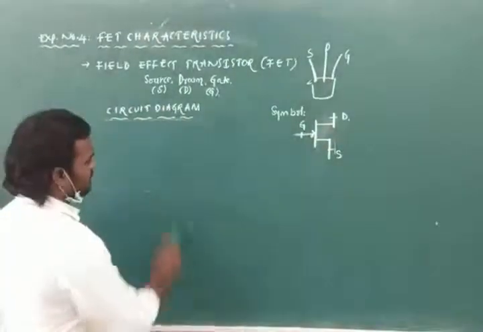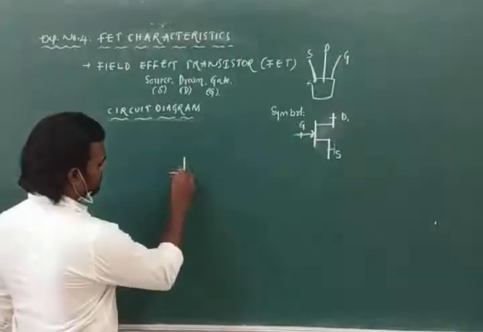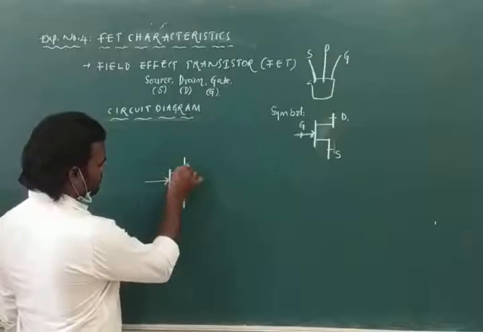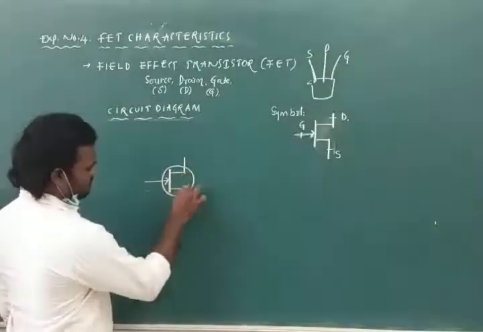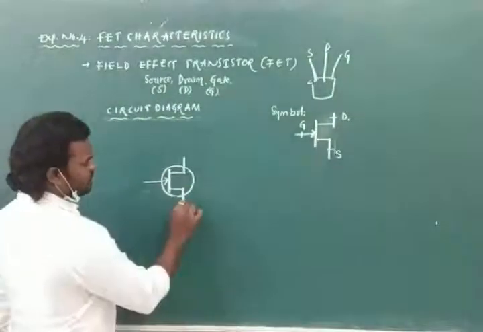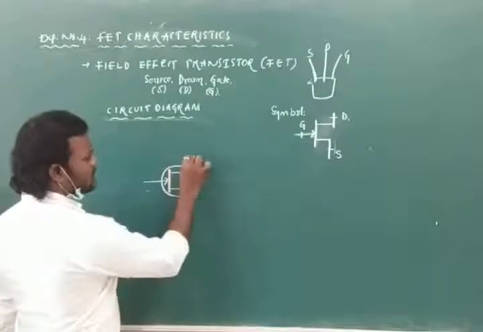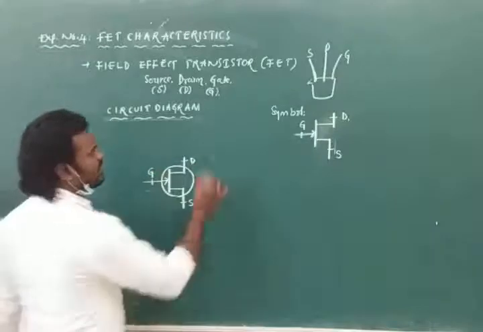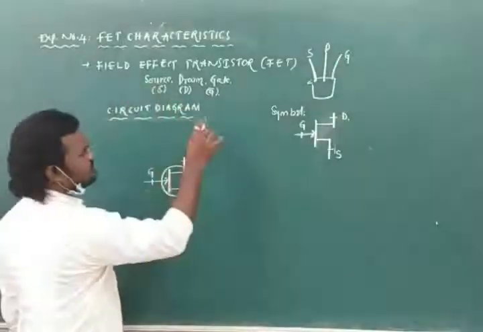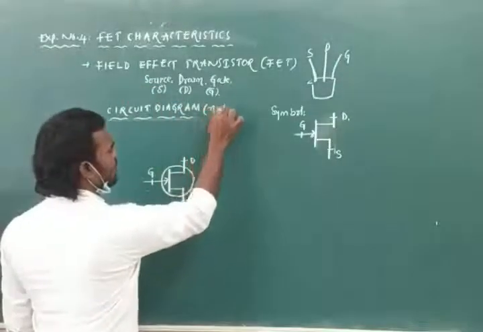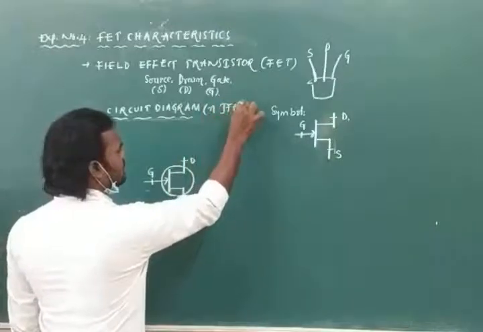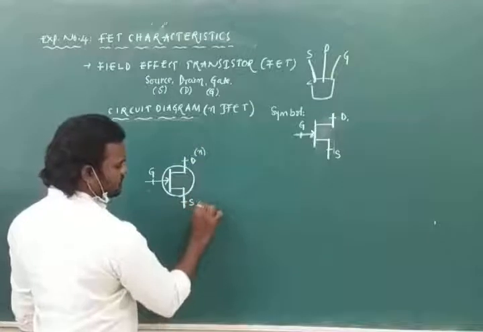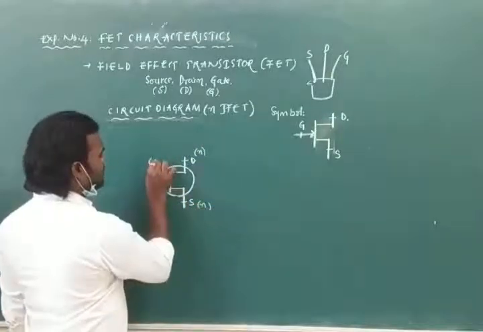Then I am going with the circuit. I am drawing the same one. This is source. This is drain. This is gate. We are going with the N channel FET, the N channel JFET. N means drain is N, source is also N, whereas gate is P.